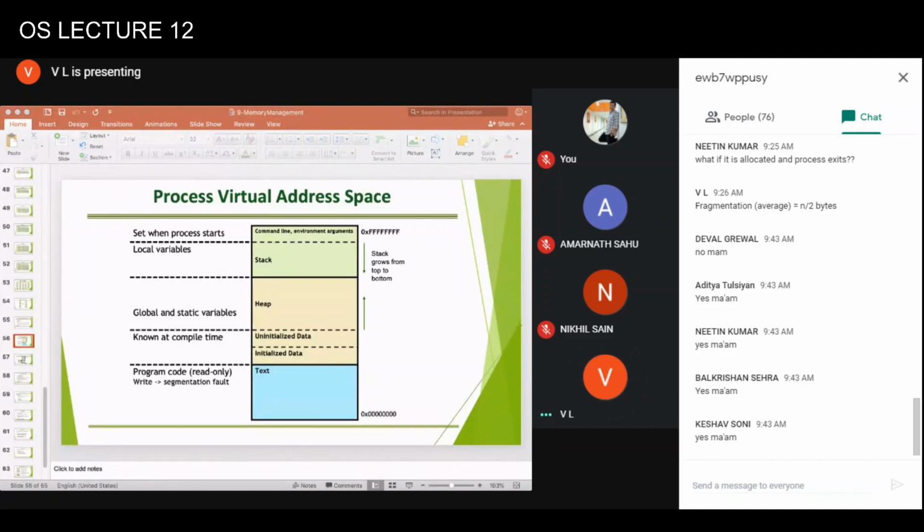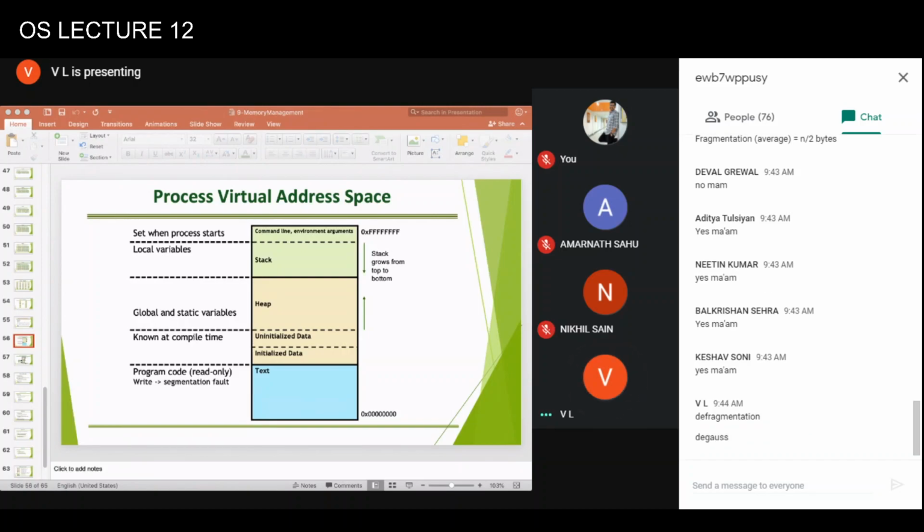So try to find out what commands are used for defragmentation in your operating system. Then you will also find the term DGAUSS. I always make a mistake in the spelling of Gaussian. Basically, you also try to demagnetize the hard disk. So this is known as degaussing. So you try to search these terms and try to find out what they mean.